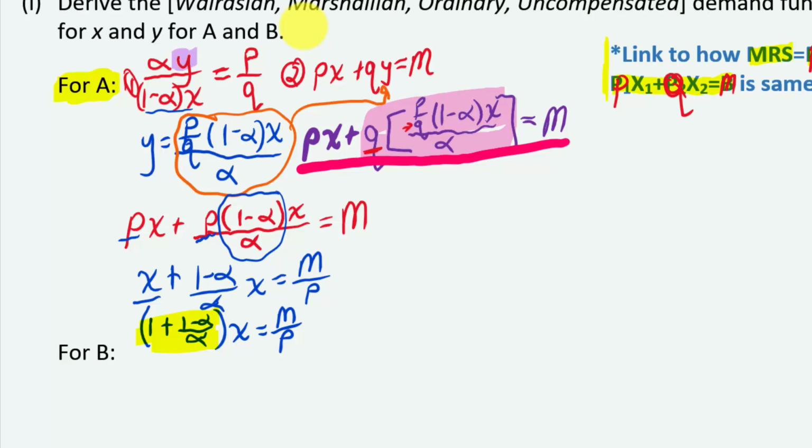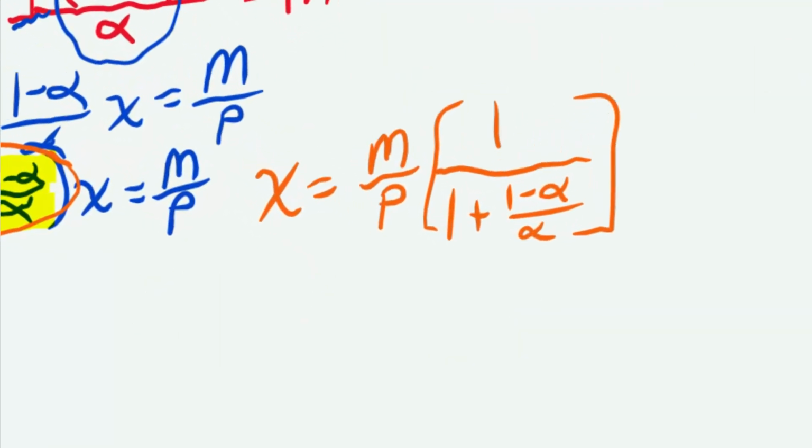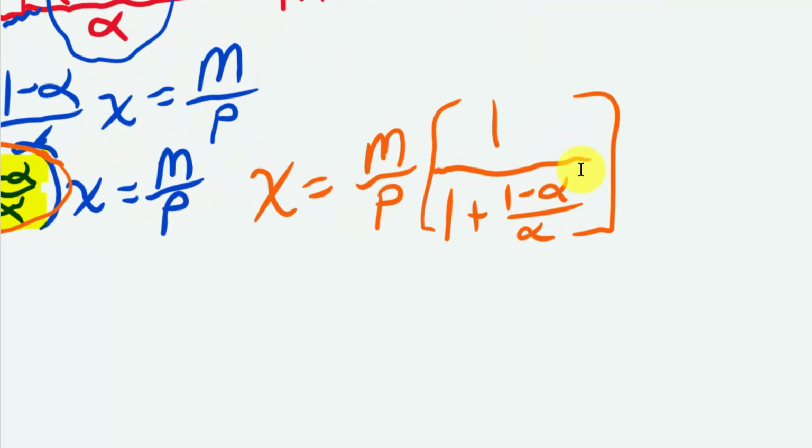So let's just clean that up just a little bit and write it over here. x equals M over P. And instead of dividing by that, let's just multiply it by 1 over that. So times, that just looks like a cleaner way to write this: 1 over (1 plus (1 minus alpha) over alpha). So that's our demand function for the good x. Now usually when you have something ugly like this, there's going to be a way to simplify this quite a bit. And often it's not easy to see exactly how you would do it. Here's how I would try to attack simplifying this thing down.